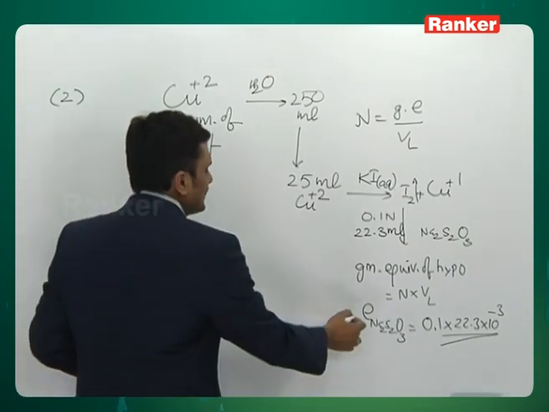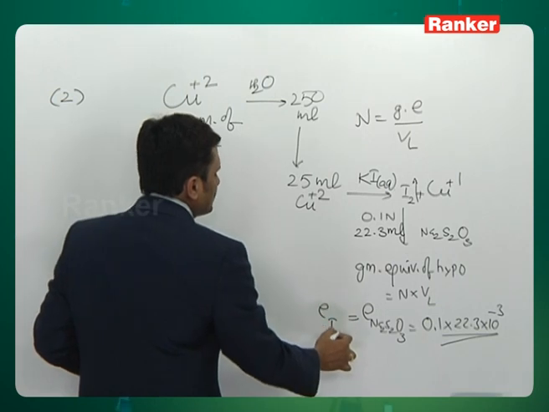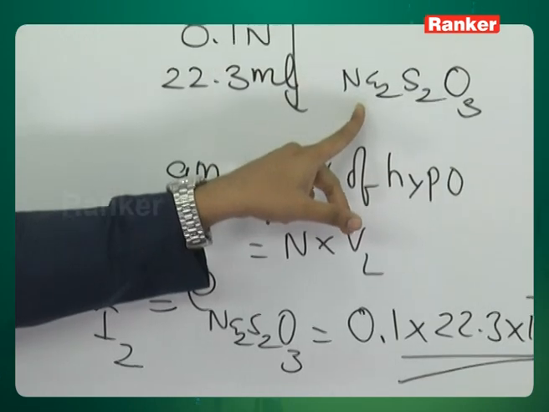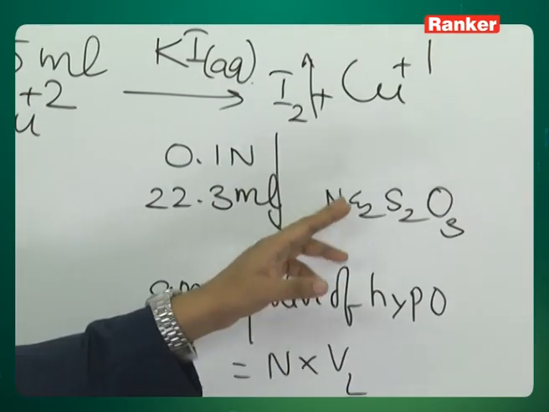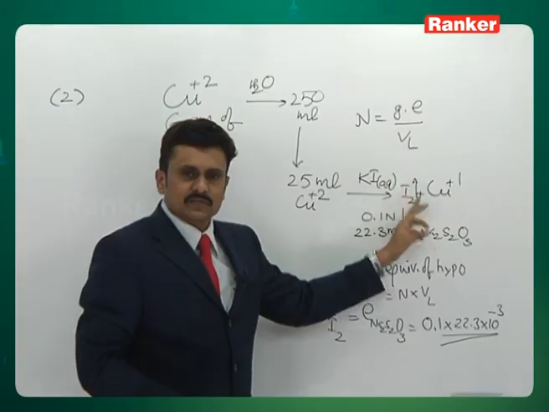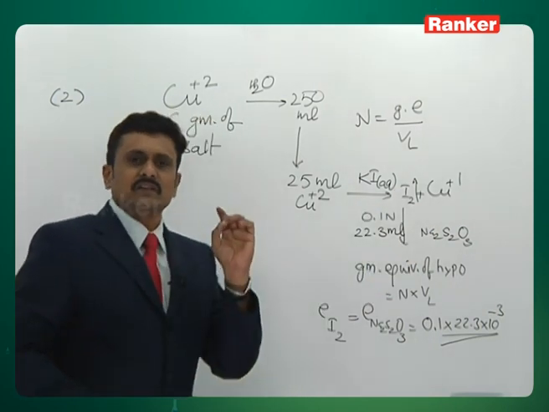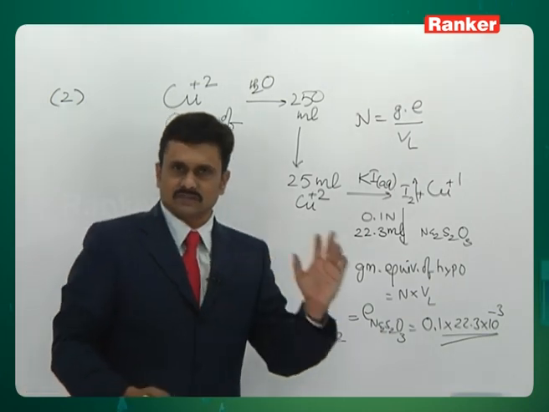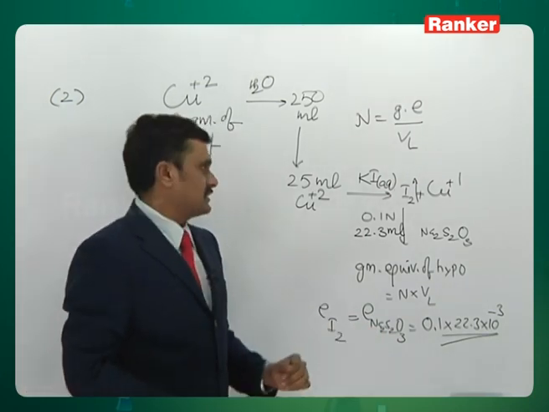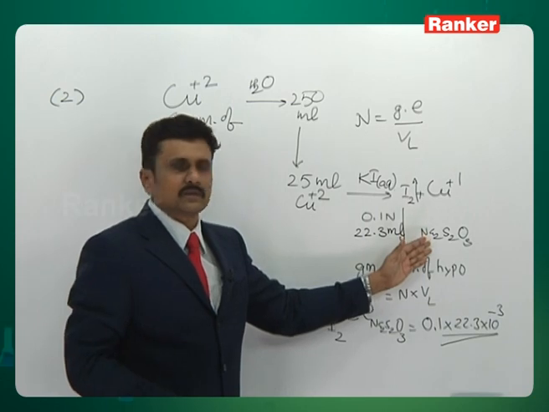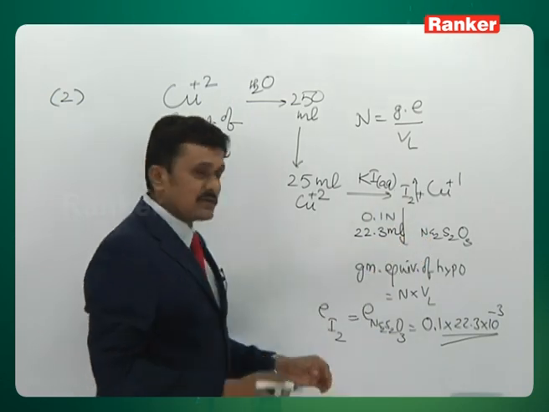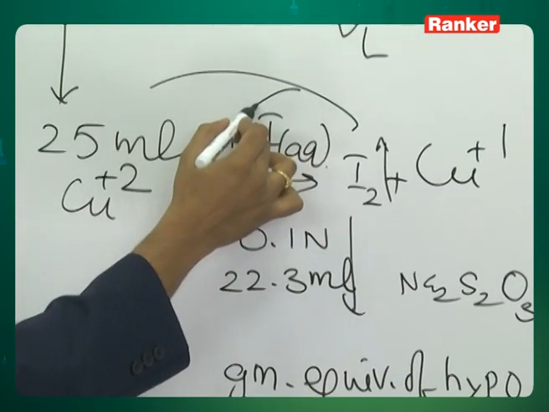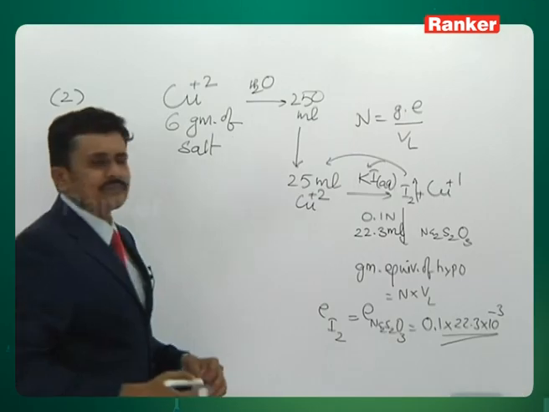They are used against the iodine, and in that particular reaction, when hypo reacts with iodine, this is the reducing agent and this is the oxidizing agent, hence the gram equivalents of these two are equal. Please note, my dear students, the gram equivalents of the acid are always equal to the base, and the gram equivalents of the oxidizing agent are equal to that of the reducing agent. So here I am saying that the gram equivalents of hypo are equal to the gram equivalents of iodine, and you see from where this iodine is obtained. Obviously it is obtained from KI by the reaction with Cu+2.